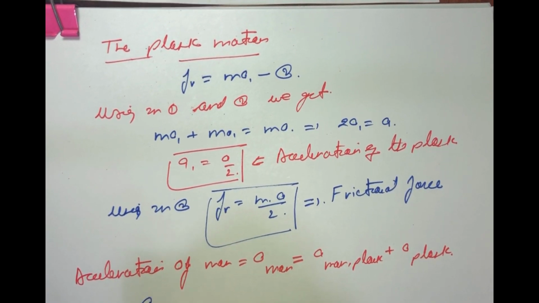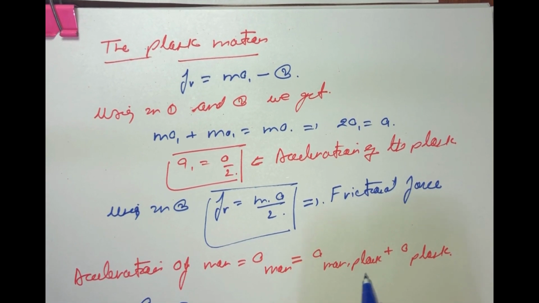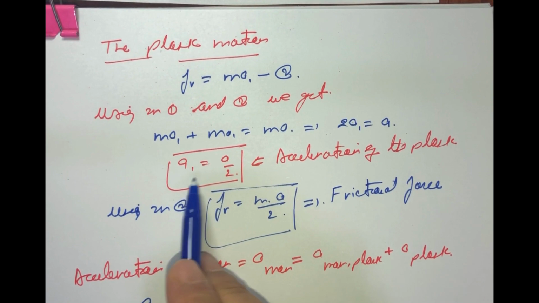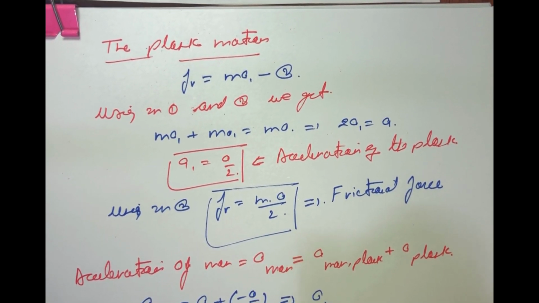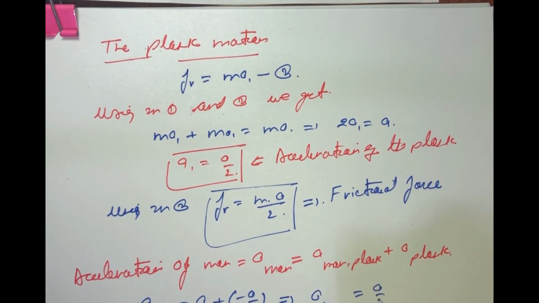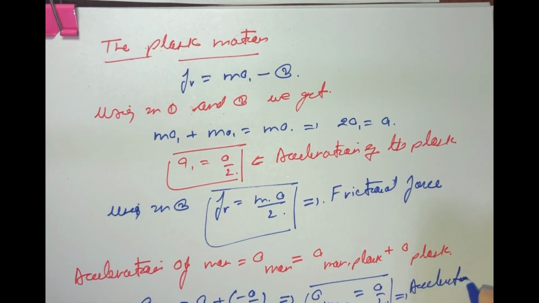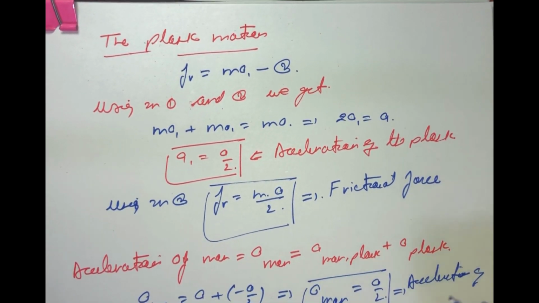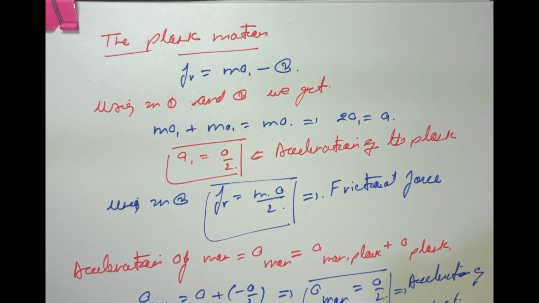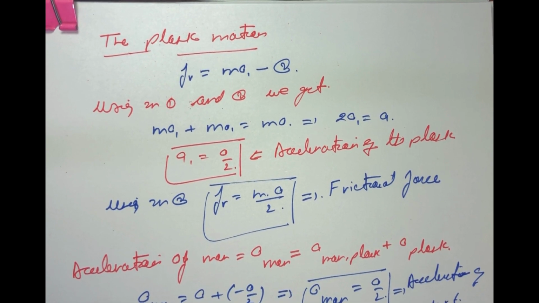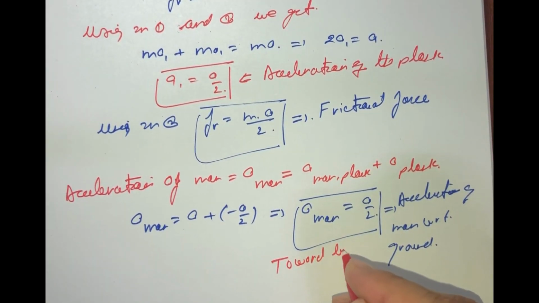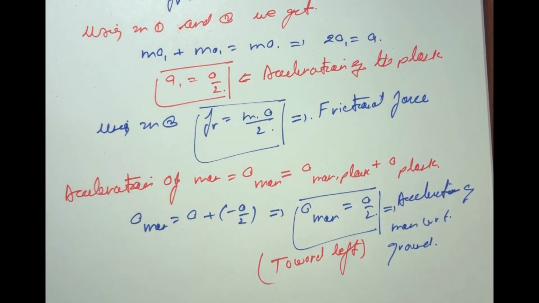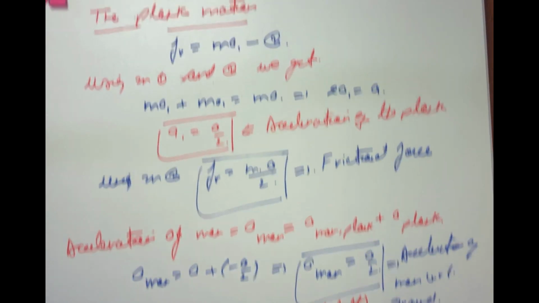You can see our relative acceleration of man is given as A, and the plank acceleration is A by 2, and algebraically it will be minus A by 2. So from here we can say acceleration of man will be equal to A by 2. So this is acceleration of man with respect to ground, and it will be towards left side. So this completes the first part, or the first question. Okay.